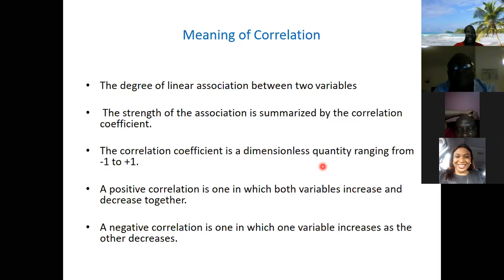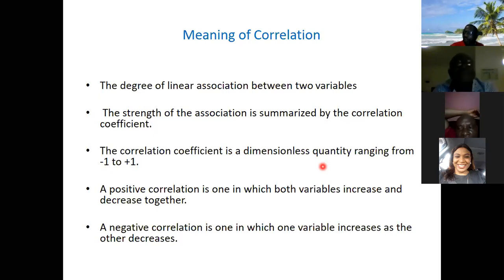If it is a positive direction, both of them increase together or decrease together. But if it is negative, that shows that they are in opposite directions. The best way to explain it is inverse proportion and direct proportion. You remember from secondary school mathematics, you talked about inverse proportion and direct proportion.